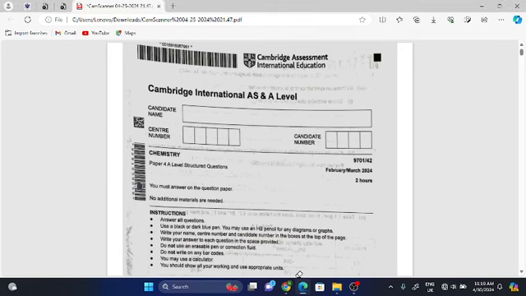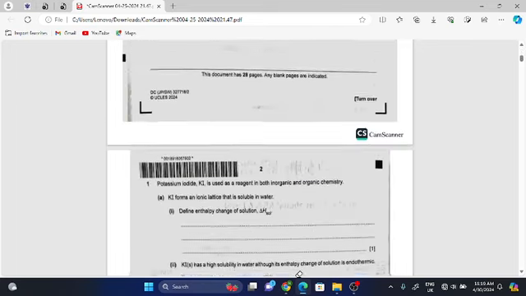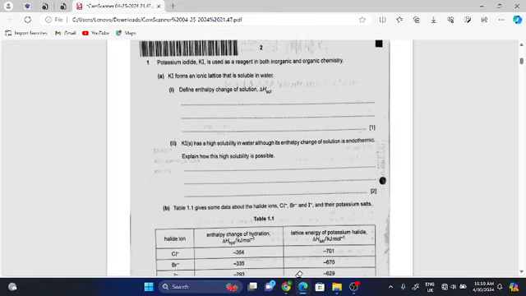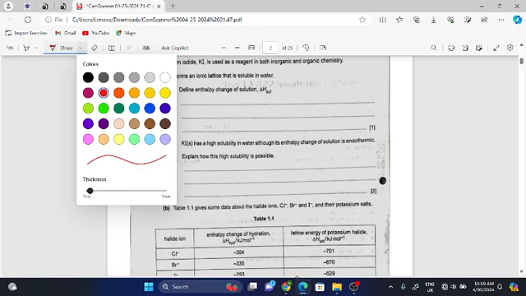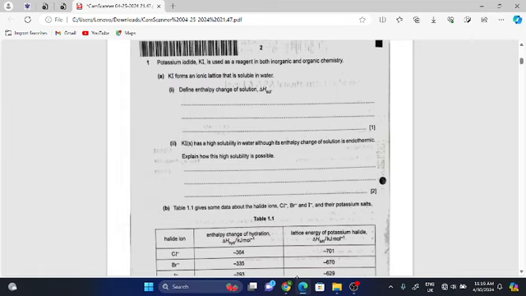I'm going to solve the past paper for February/March 2024, paper 4 variant 2. The first question asks to define the enthalpy change of solution when potassium iodide forms an ionic lattice that is soluble in water. Here you have to write down the definition of enthalpy change of solution.